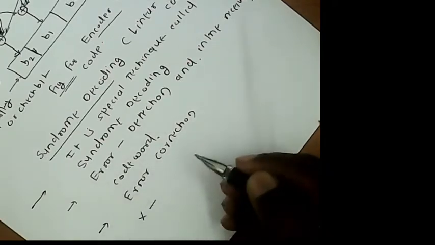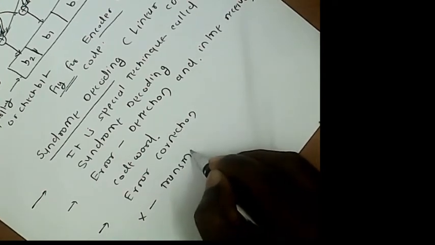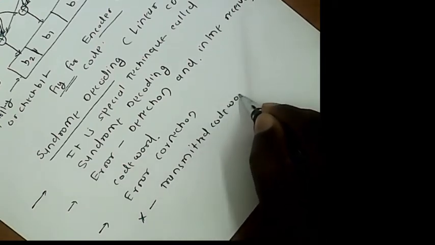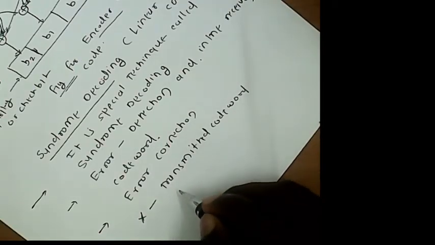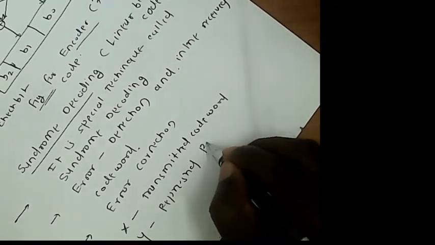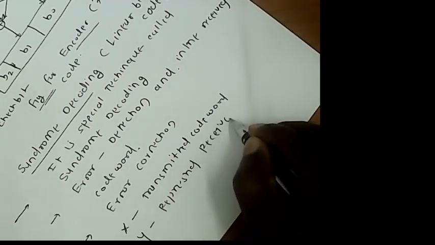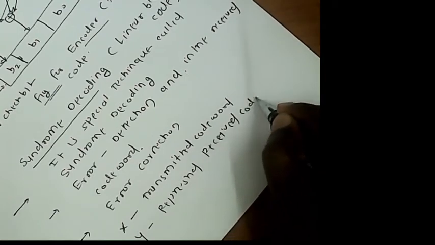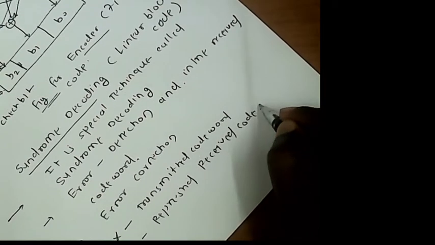So some assumptions are to be made. Let capital X represent the transmitted code word, and capital Y represent the received code word. Okay, so this is very important. What is meant by X? Transmitted code word. What is meant by capital Y? Received code word.